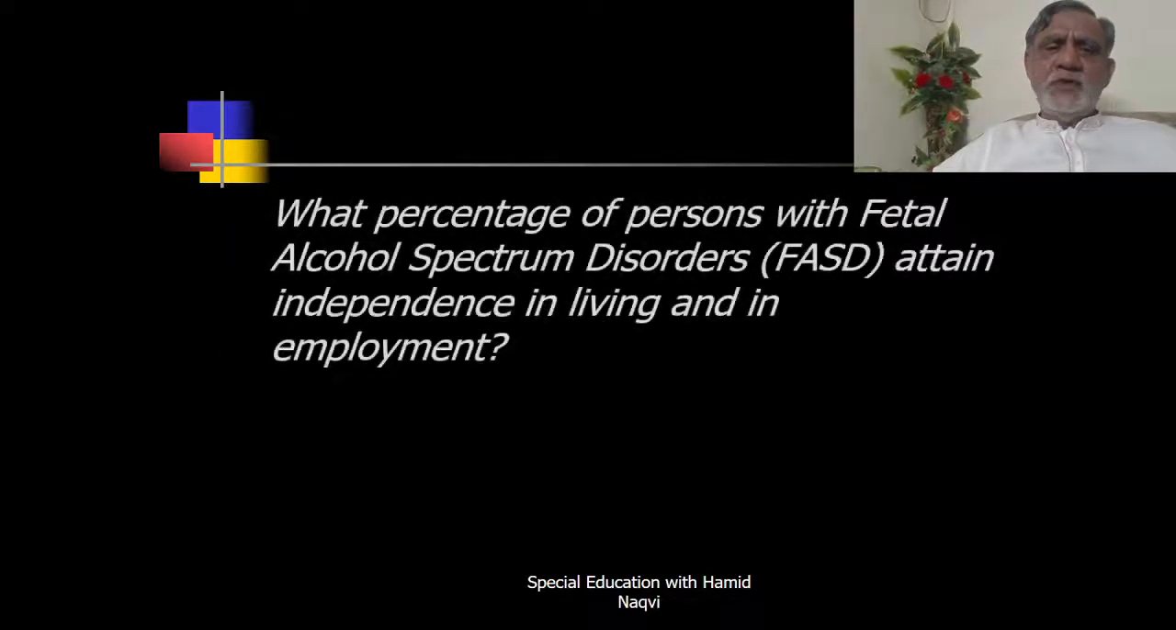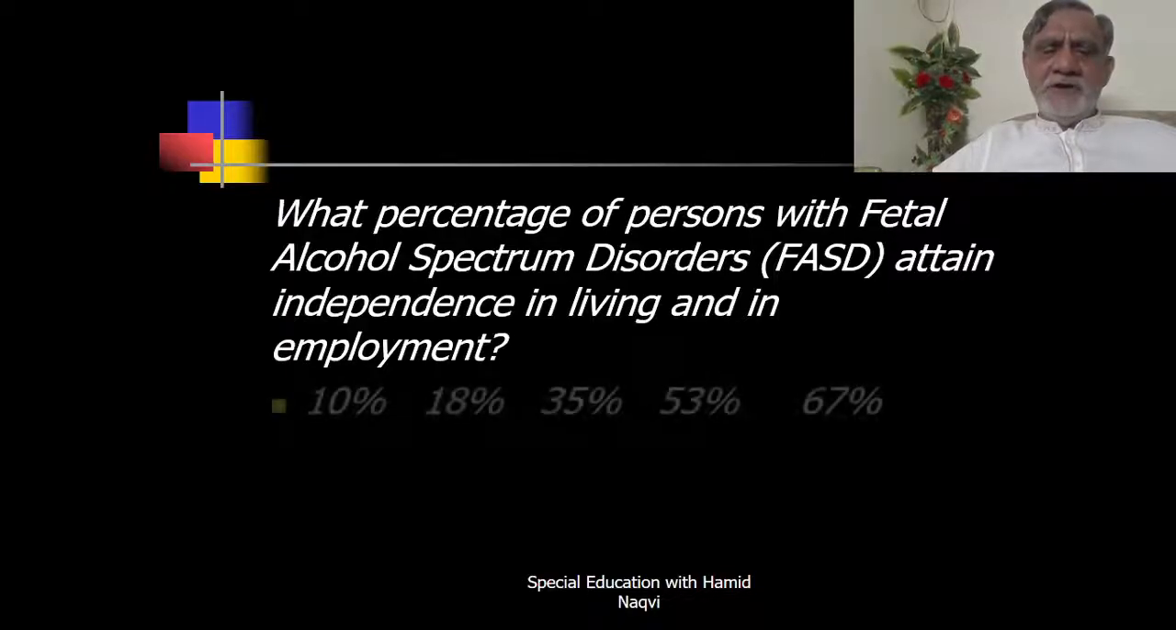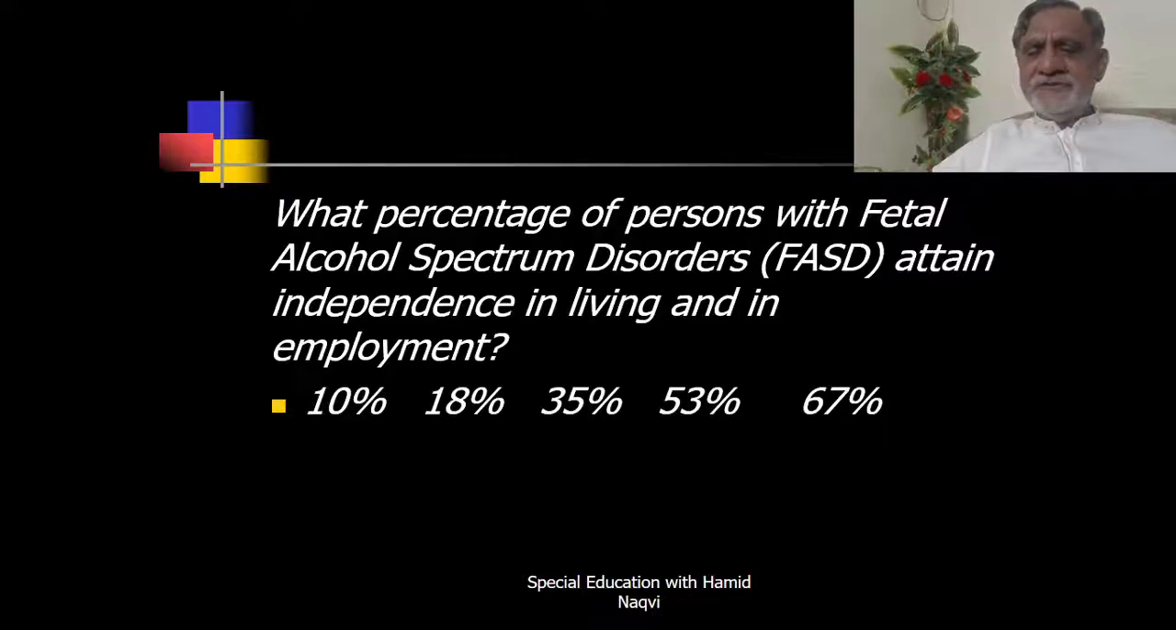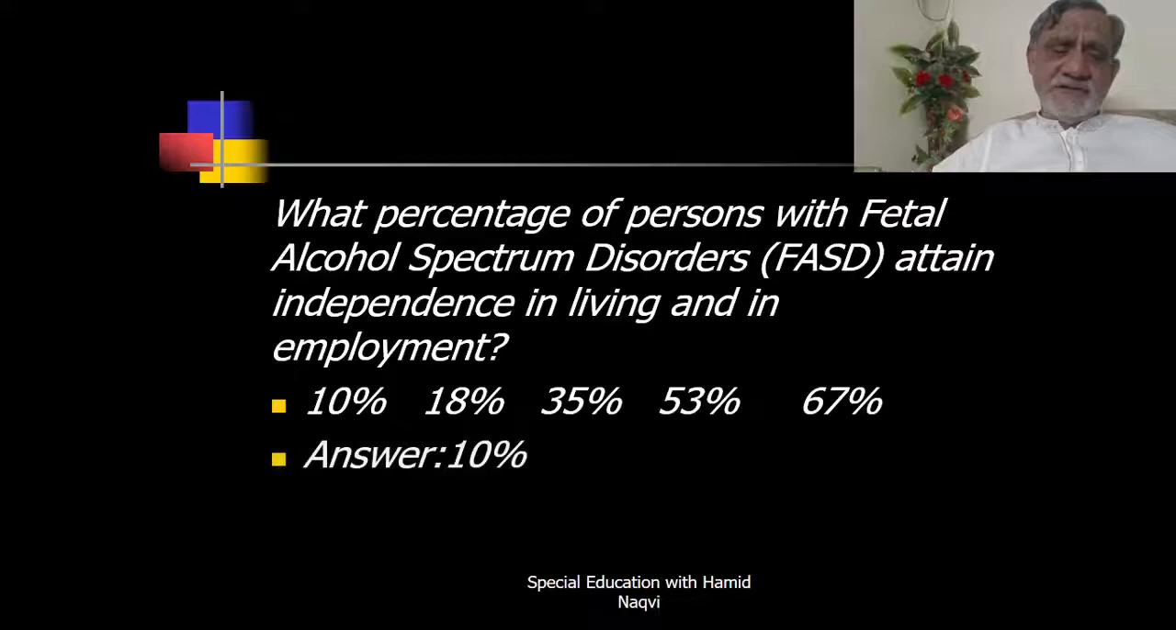Next question is, what percentage of persons with fetal alcohol spectrum disorder attain independence in living and in employment? 10%, 18%, 5%, 53%, or 67%? Correct answer is 10%.